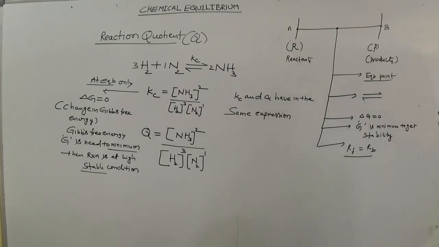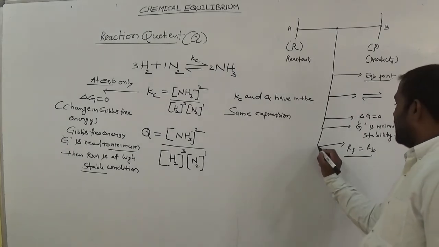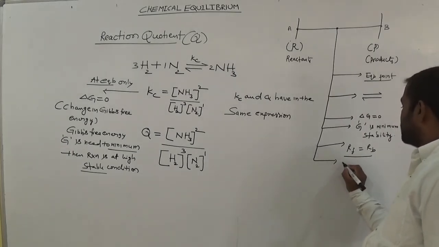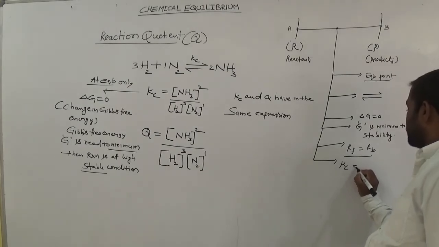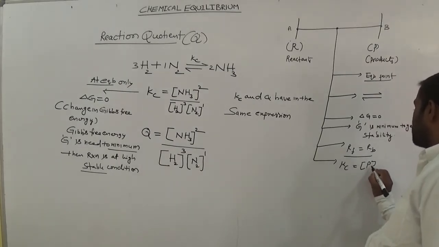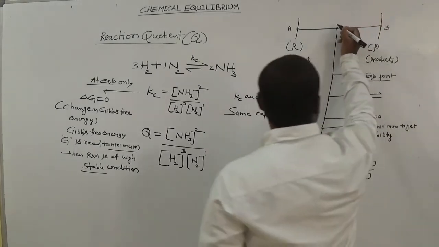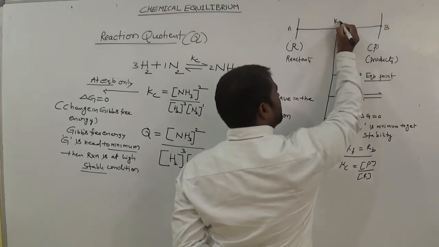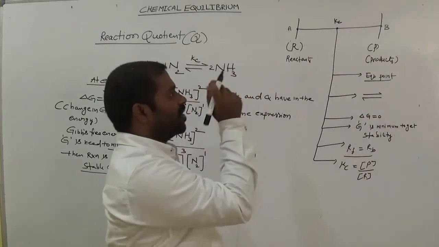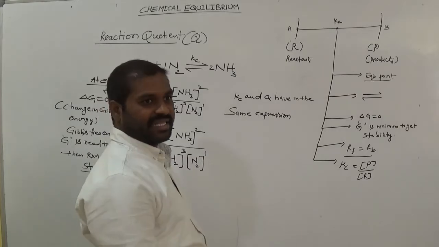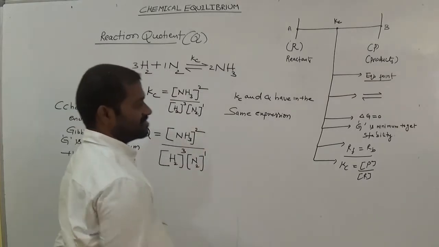At equilibrium, the equilibrium constant is taken as Kc, that is the molar concentration of products to the molar concentration of reactants, am I right? This expression is exactly at equilibrium. So now the expression is Kc at only equilibrium. Then the expression is like this.